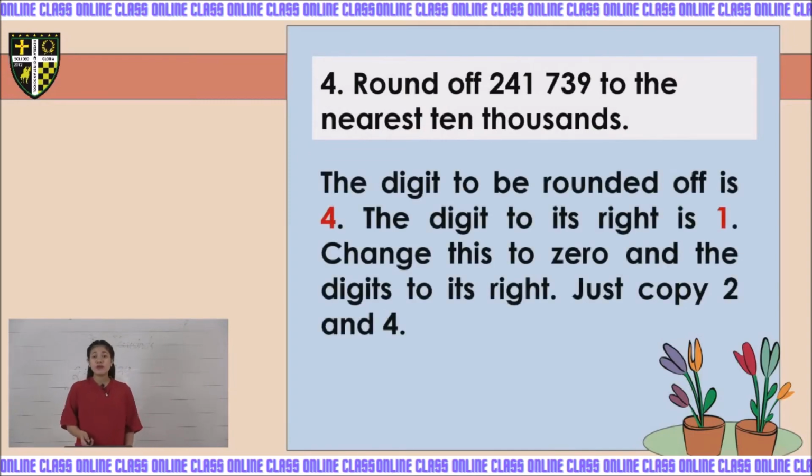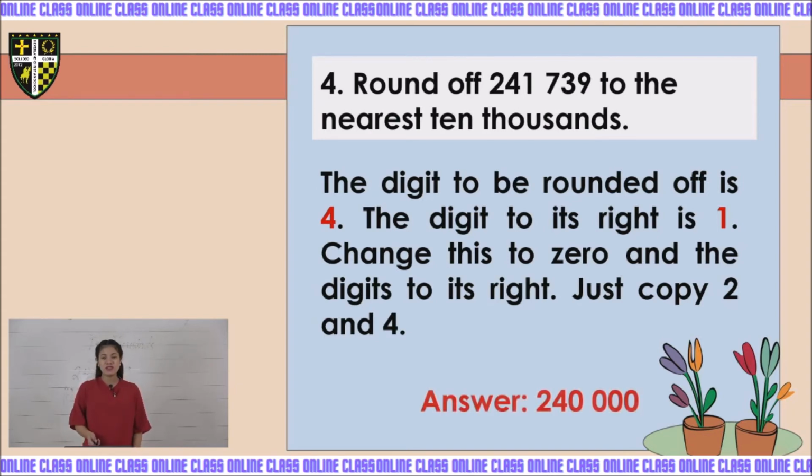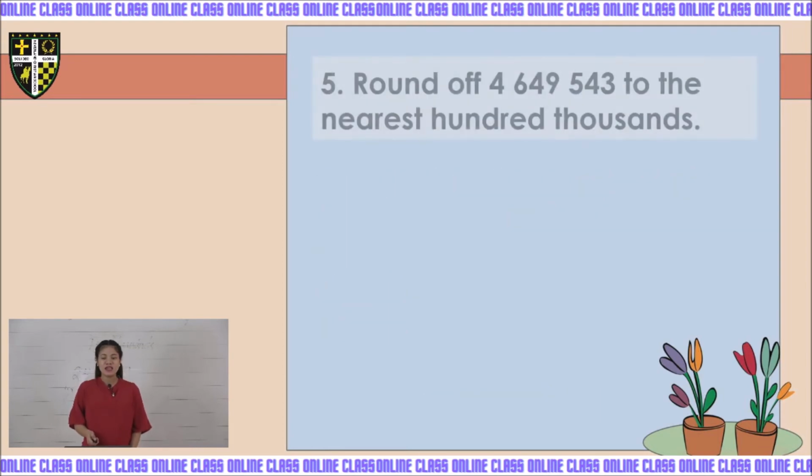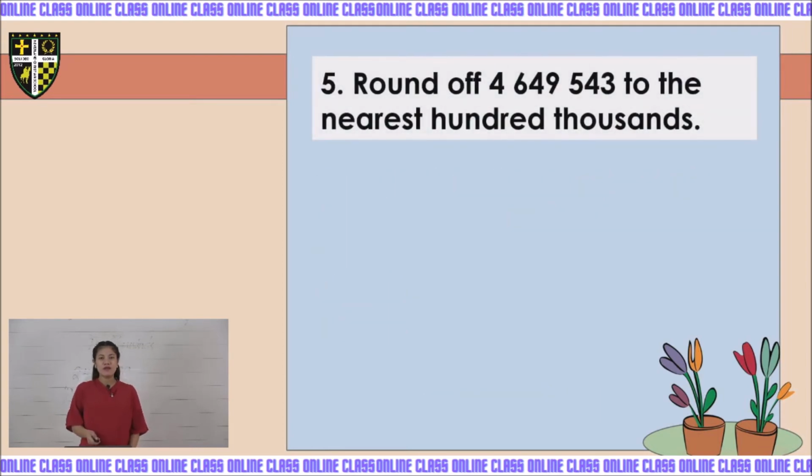Let us look if our answer is correct. The digit to be rounded off is 4. The digit to its right is 1. Change this to 0 and the digits to its right. Just copy 2 and 4. So that means our answer is 240,000. It's correct.